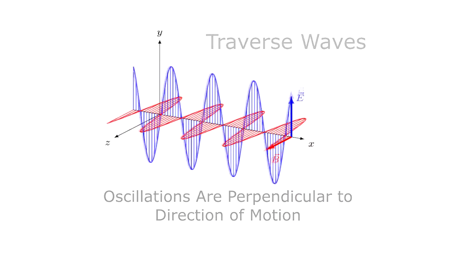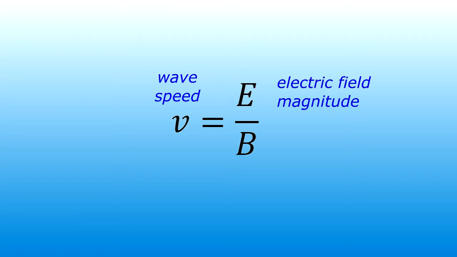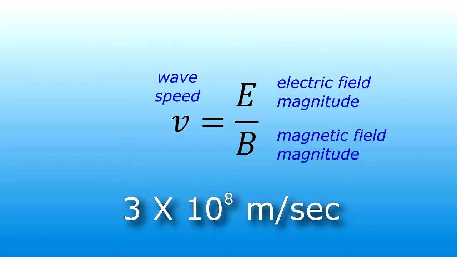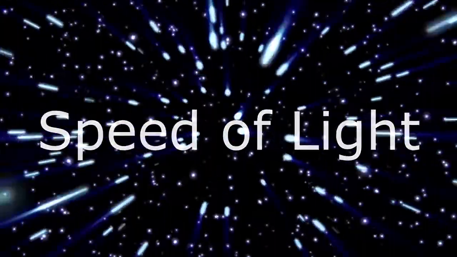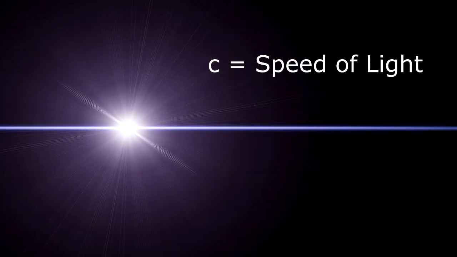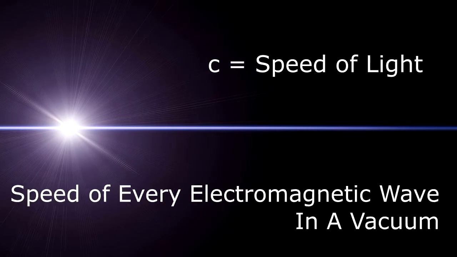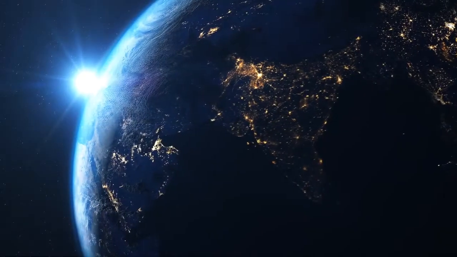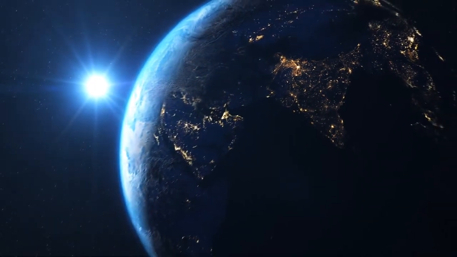So how fast are these electromagnetic waves moving? Well, Maxwell calculated that the speed of each wave is equal to the electric field's magnitude divided by the magnetic field's magnitude. And this speed works out to be 3 times 10 to the 8 meters per second. We call this the speed of light, and we denote that with the small letter c. And it's actually the speed of every electromagnetic wave in a vacuum and pretty much in air as well. So now we have an understanding of what light is. It's simply made of electromagnetic waves traveling at the speed of light.